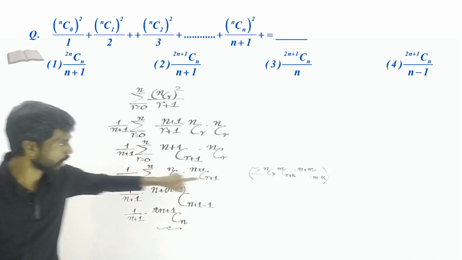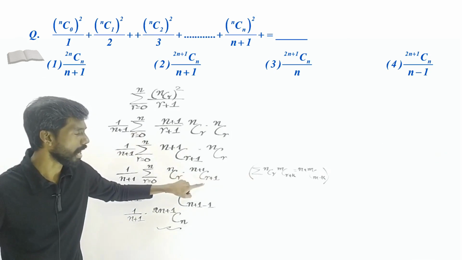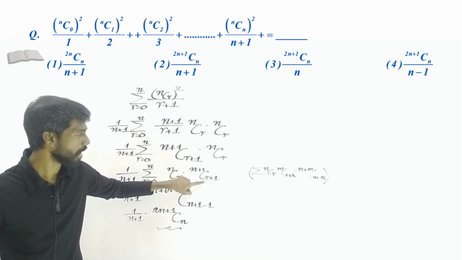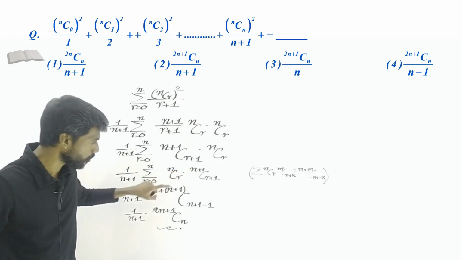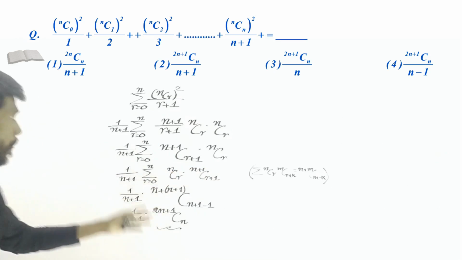Okay, nCr, mCr+k. m is n plus 1. Okay, r plus k is 1. So the same formula we've used, right? So that is the formula we used here to get this answer. Okay.